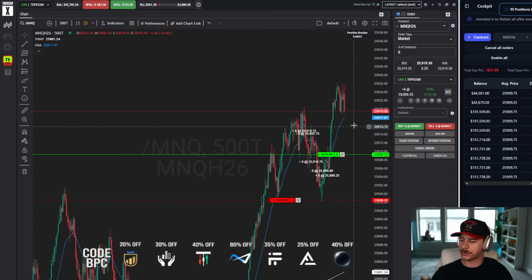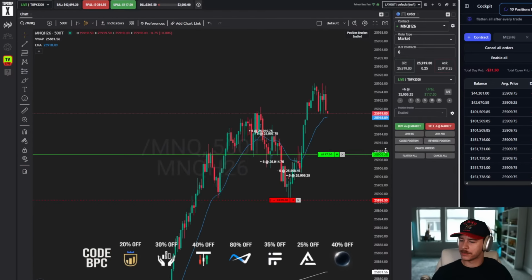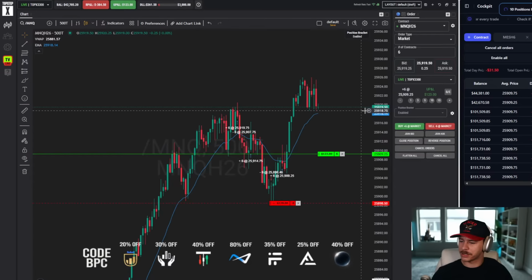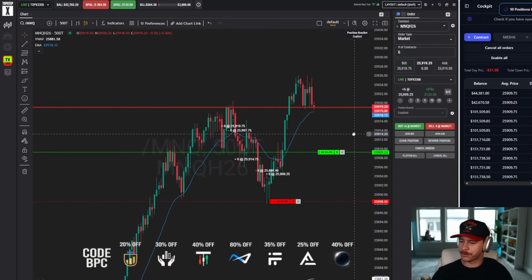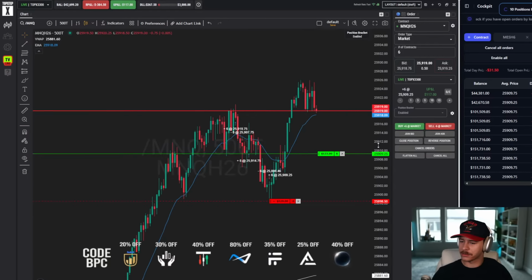This sucks, dude. This sucks. I'm gonna take this low out at 919. That looks weak. See how heavy the selling gets under there.